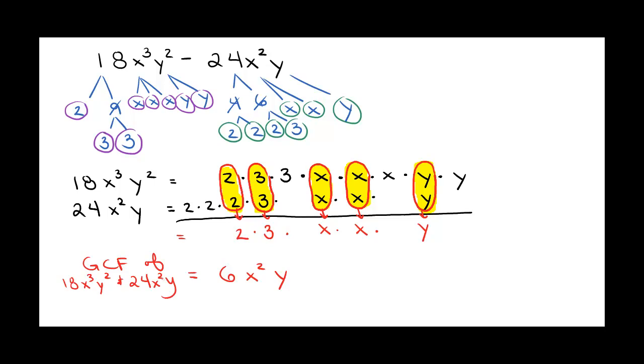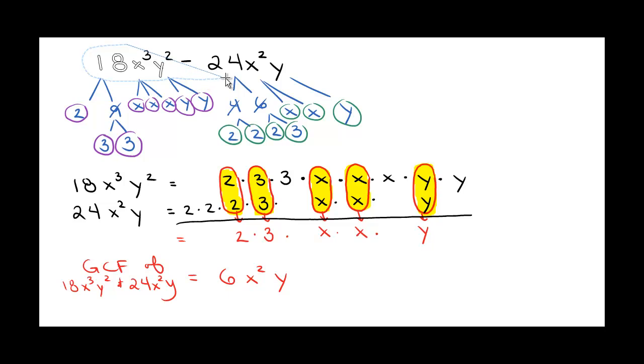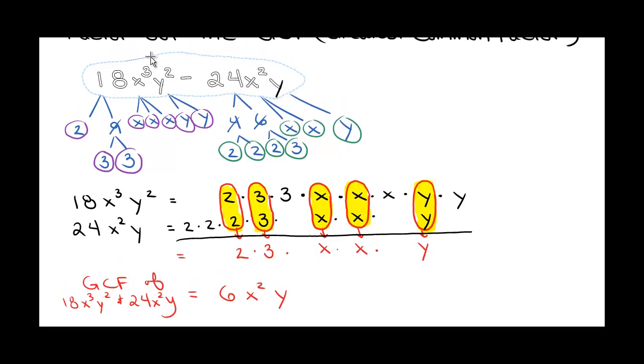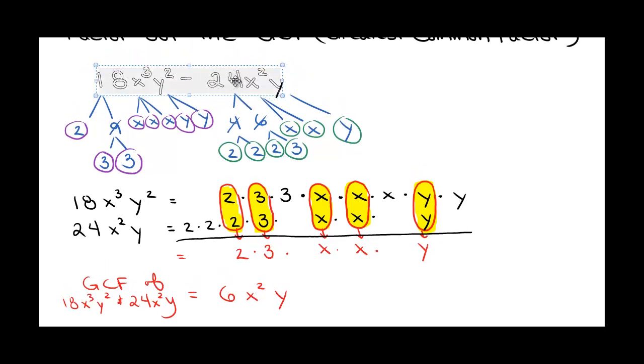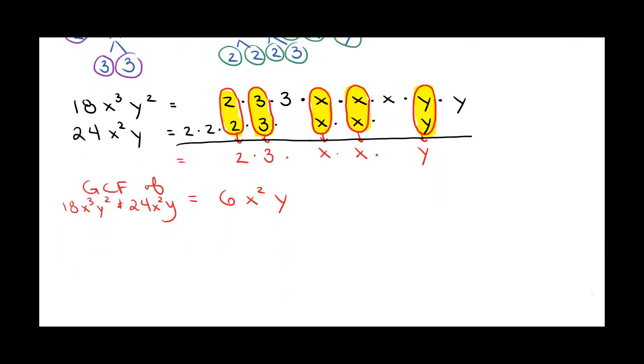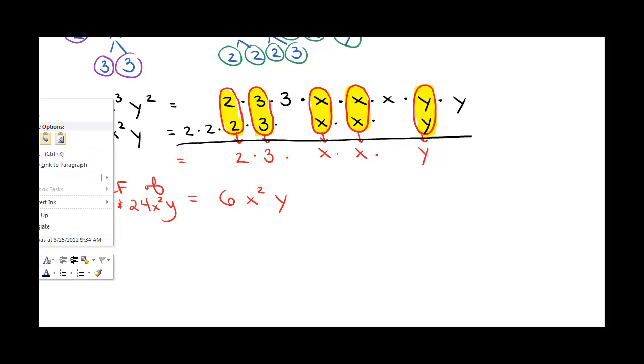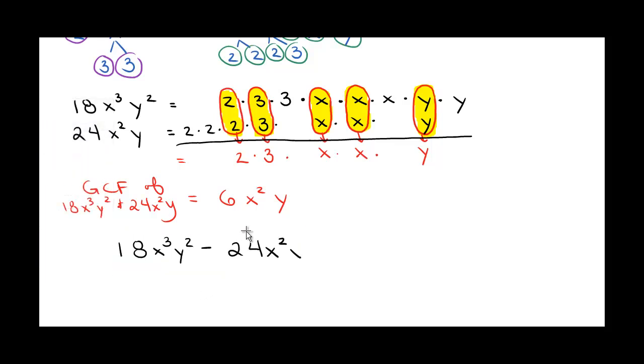Alright, now that we found the GCF, we're ready to start factoring out the GCF from the polynomial. So I'm going to have to rewrite this polynomial so that you can see that factor of 6x squared y factored out of it. Let me copy the original polynomial. I'm going to scroll down here and paste it down here. That way I don't have to rewrite the whole thing all over again. Oops, my y is missing part of the y there.